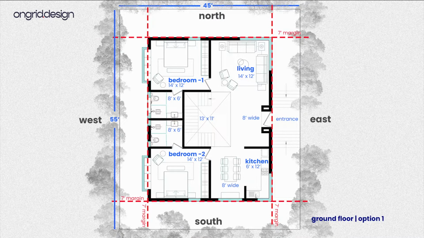This is the ground floor option number 1. As you can see, 55 feet by 45 feet is the extent of the plot line, with the west, east and north, south cardinal directions marked on the side. Using the eastern entrance with a raised plinth, you enter your home that opens into a wider courtyard. This is an 8 feet wide courtyard, and on the right side falls the living area.